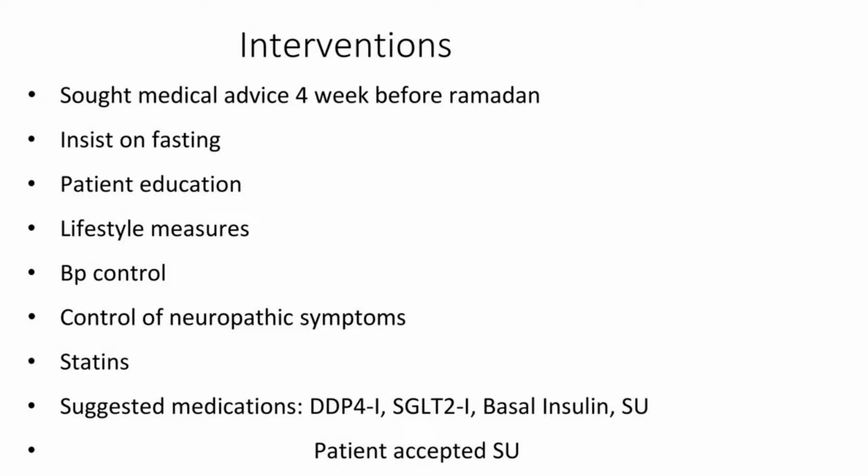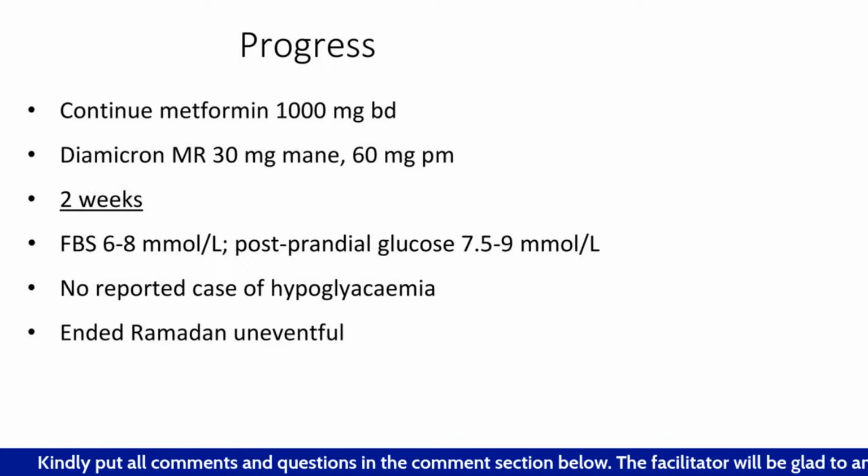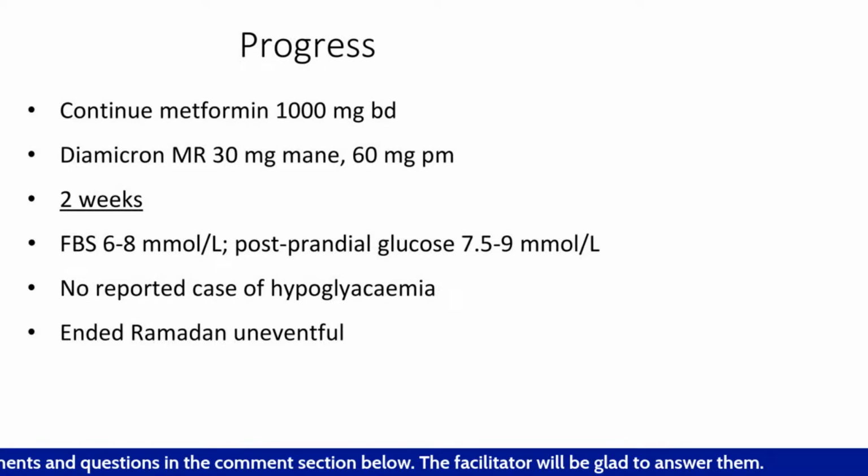In terms of what to use in addition to the metformin, they suggested the DPP-4, SGLT2, basal insulin, SU. But she said she couldn't afford the SGLT2 and DPP-4, and she also did not want injections. So naturally, the doctor had to stick to the SU that she was on already. But there was something that the doctor changed about the glibenclamide. So the doctor advised her to continue the metformin and then switched the glibenclamide to Diamicron.